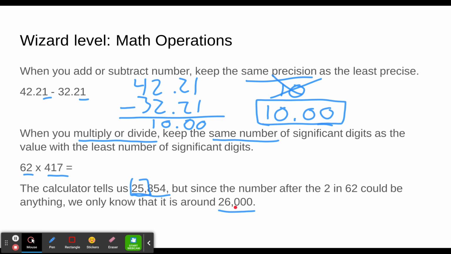26,000 is our answer. The reason is that the number after the 2 in 62 could be anything. It could be 62.4 or even 61.8. And so that would affect this digit. And so therefore we don't really know what this is. And so we round off and let the person know these are the digits that we really know. And they're in the thousands place. The 6 is in the thousands place. So we keep the zeros so we know where the 6 is. We don't just drop them off because 26 would be very different and would not be very accurate.